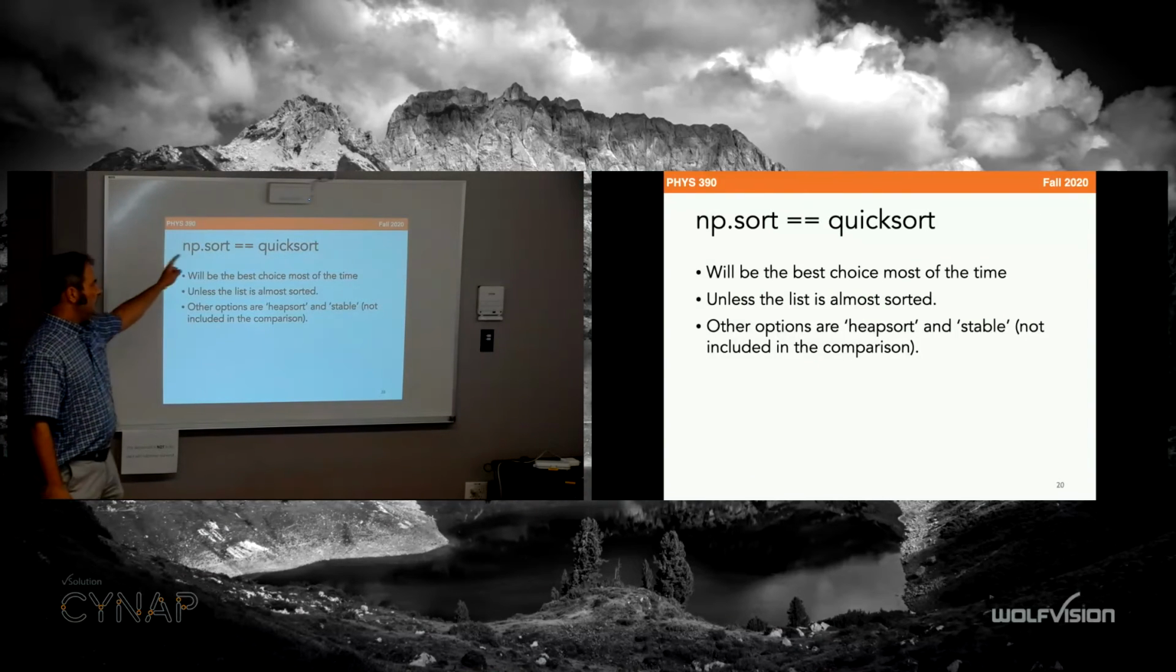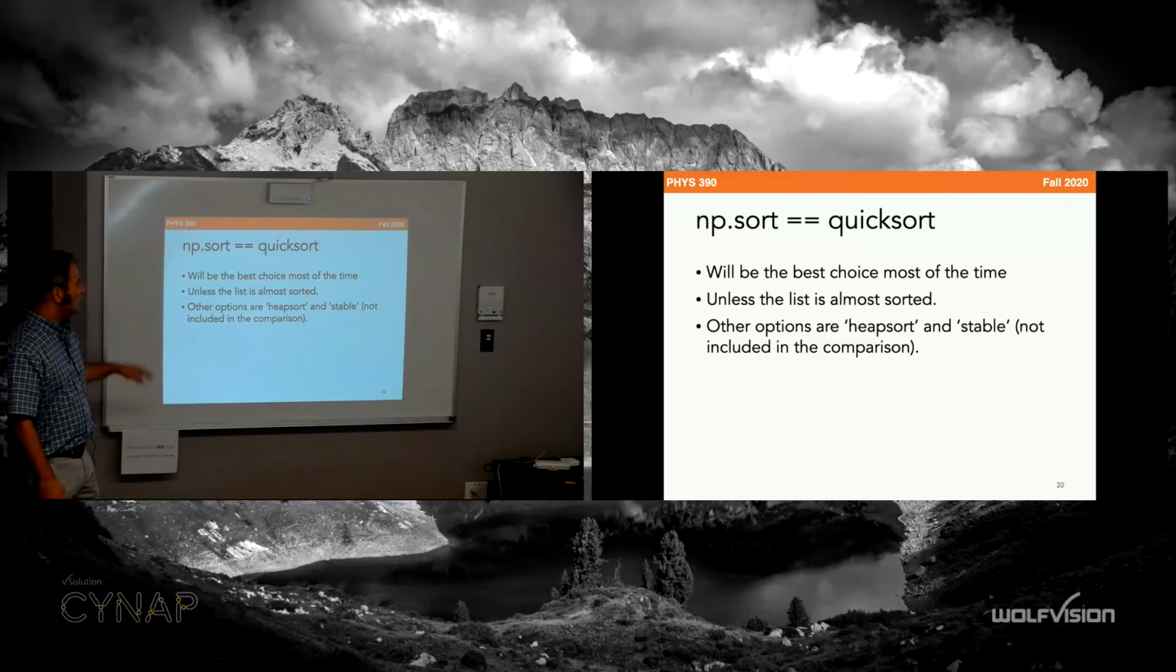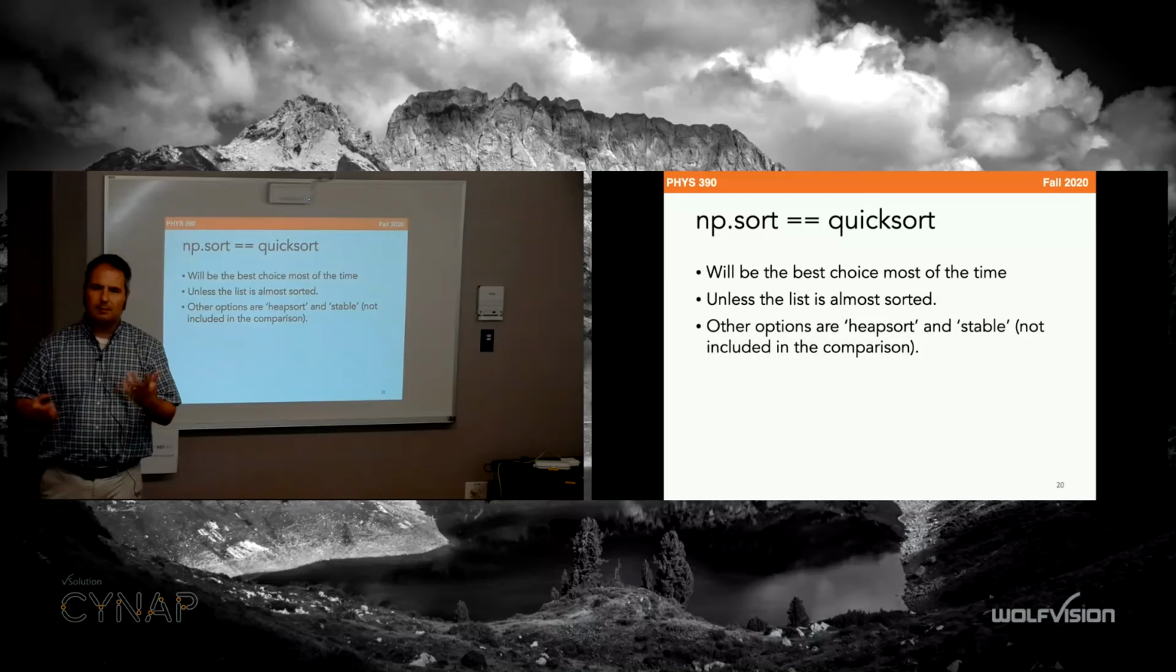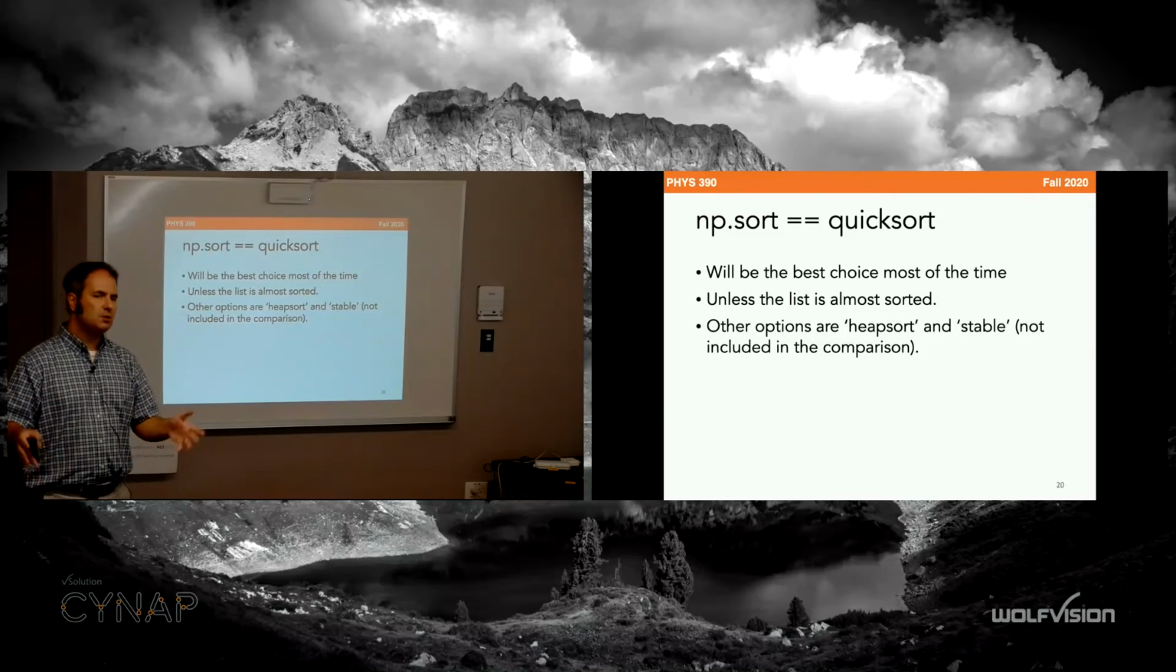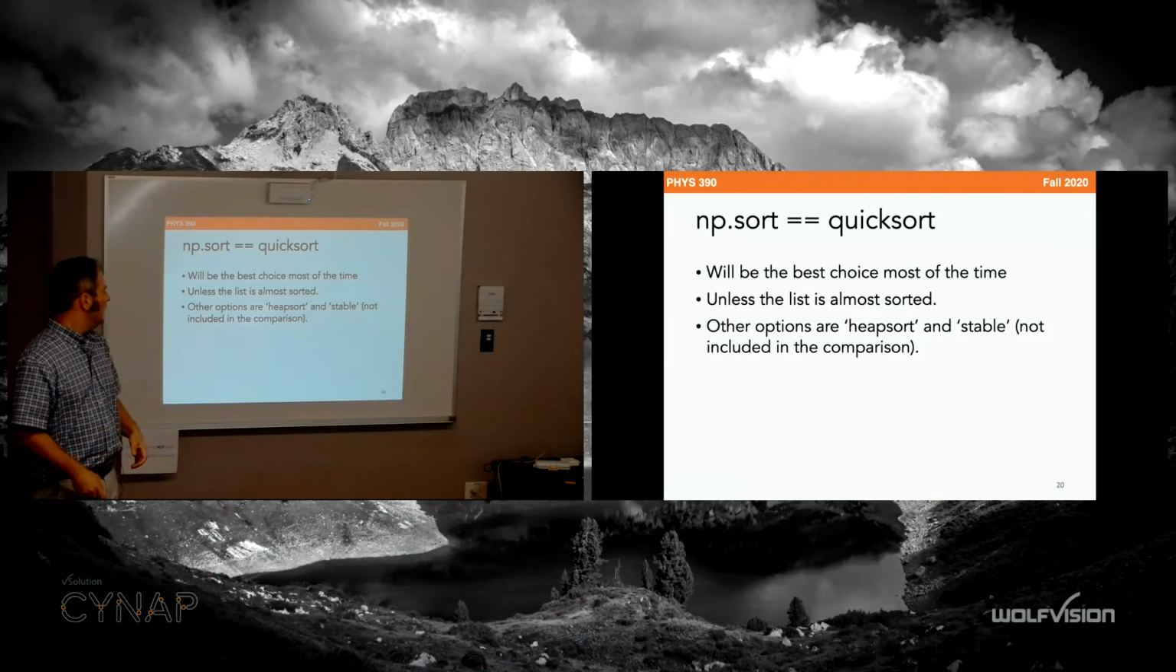So NumPy sort is just quicksort. It will be the best choice 99% of the time. And 99% of the time, you probably have enough computational power to never worry about this, right? It was a thing back in the 80s, and now we have all the most efficient algorithms that we can use. So unless this list is almost sorted.